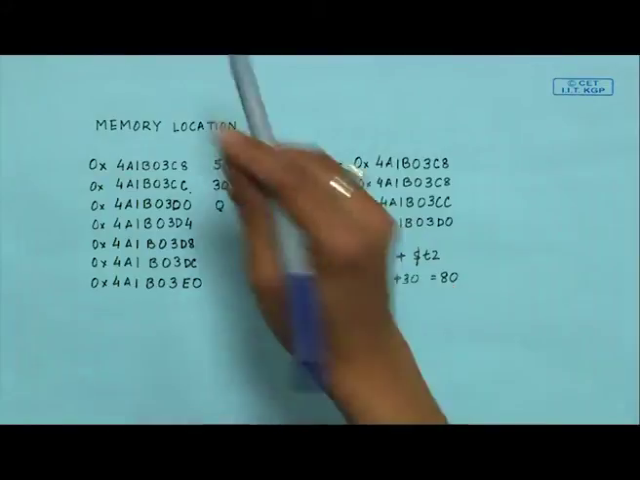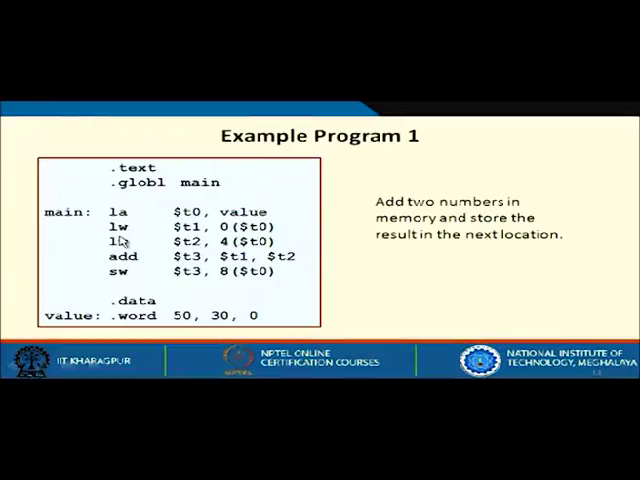Now, if you see this instruction, load address, the address of this value, that means this value is nothing but a label. This label has an address where this 50 is stored, and from that point, after +4, 30 is stored. So, this particular address is loaded in T0, and then we are doing load word. We are loading the word from this particular address.